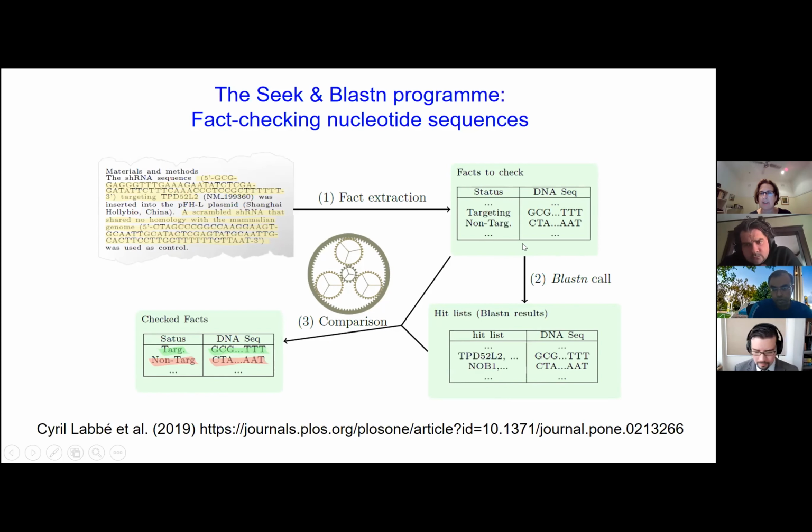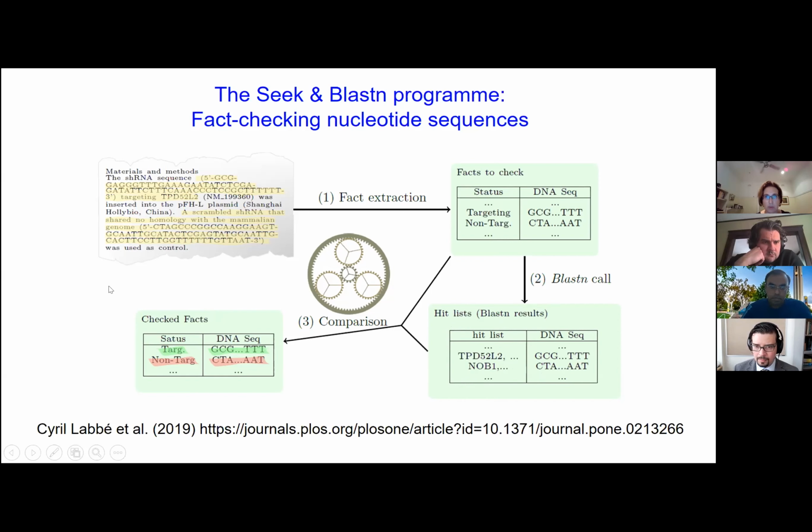And then it checks the identities of these sequences using a tool called BLASTN, which is very widely used in the molecular biology community. It was published in 1990, and it's a household name. So we basically blast those sequences across a human sequence database, and BLAST provides its opinion of the status of those sequences, which genes they target, or whether they're targeting or not. And then there's a comparison between the BLASTN predicted facts and the facts that are presented in the paper.